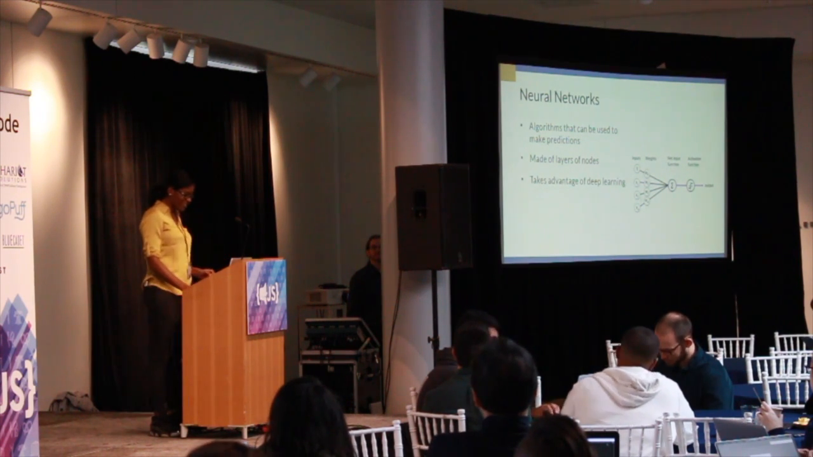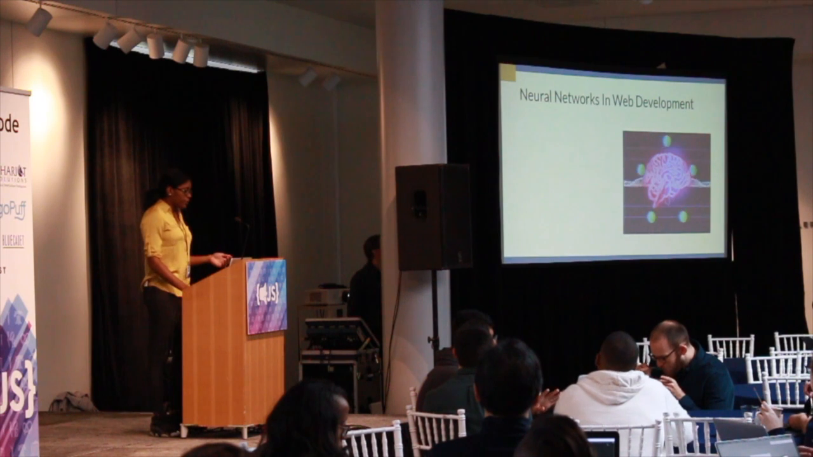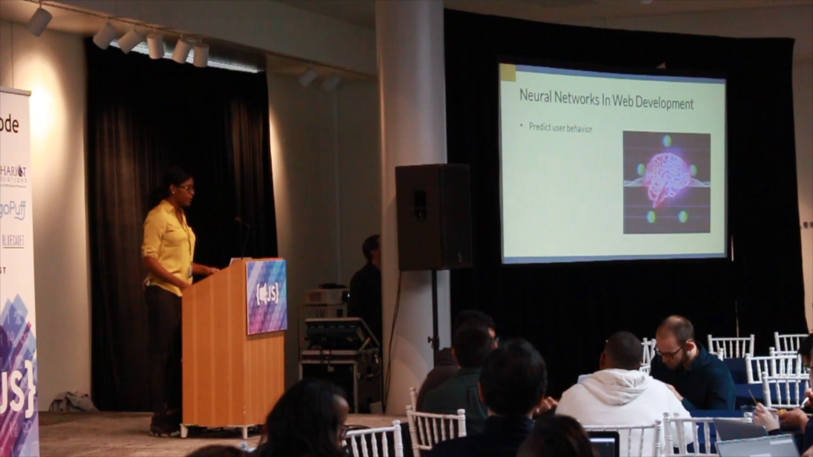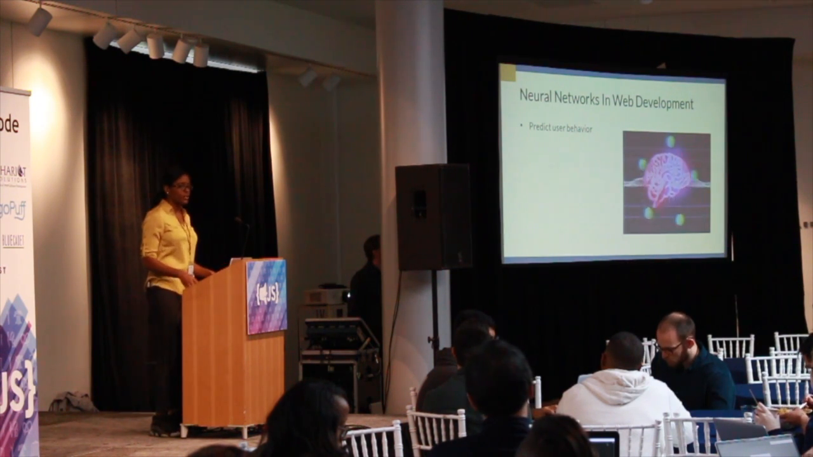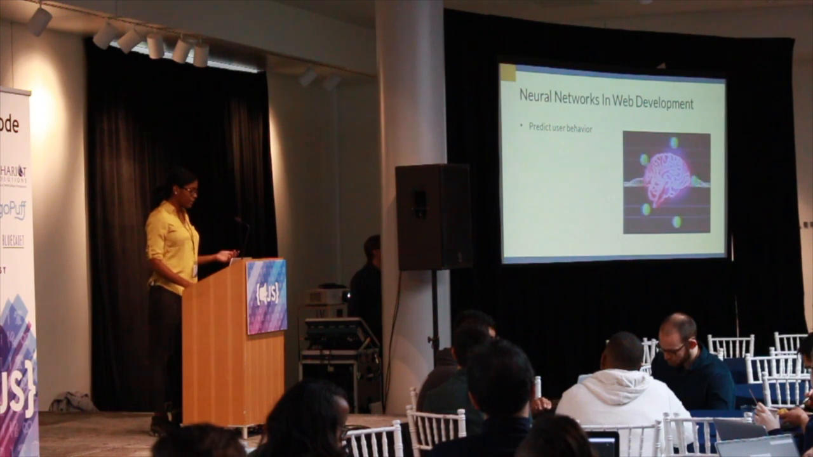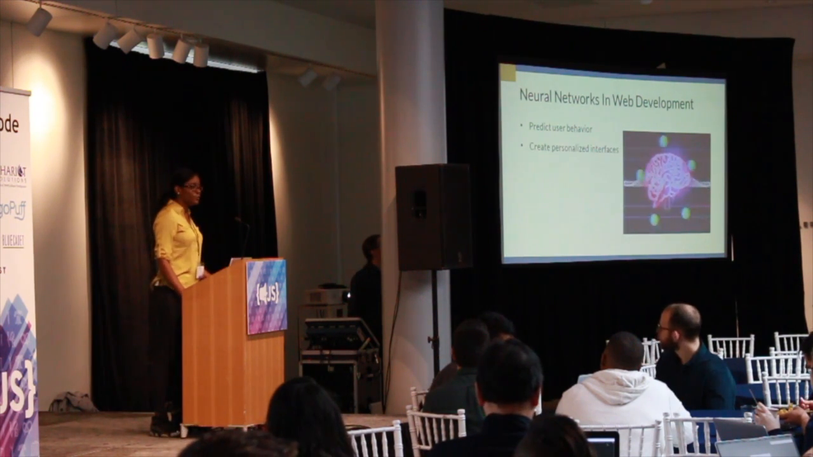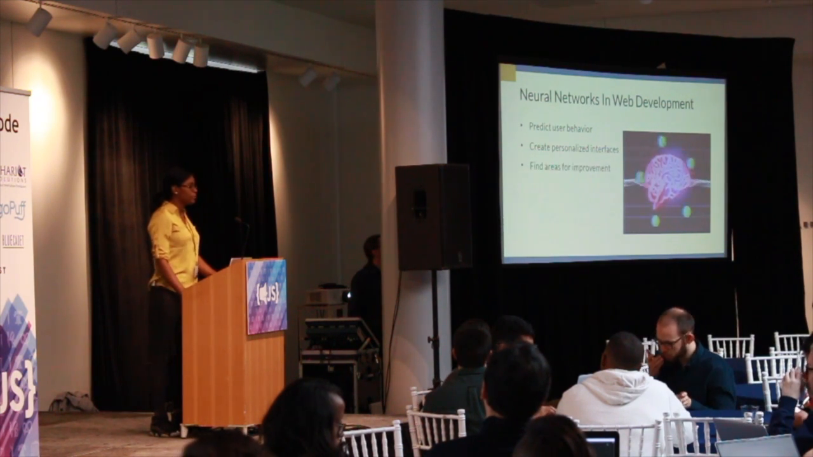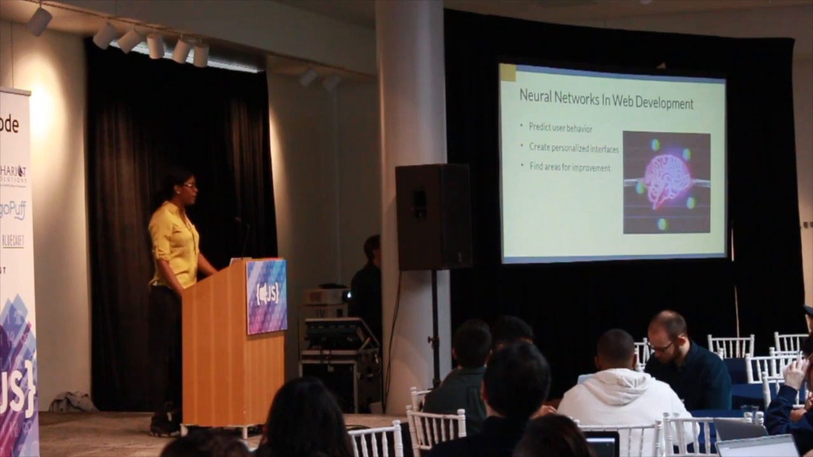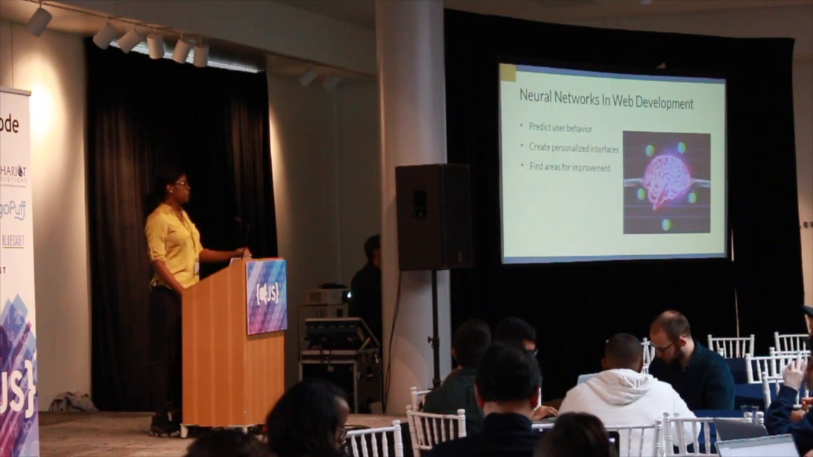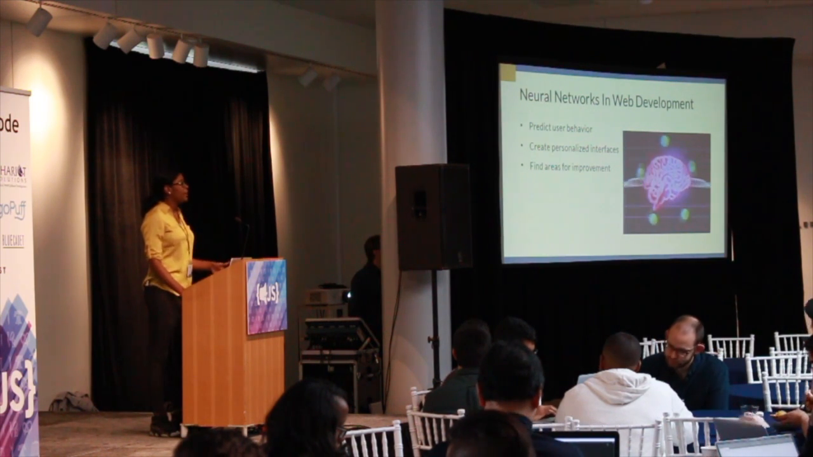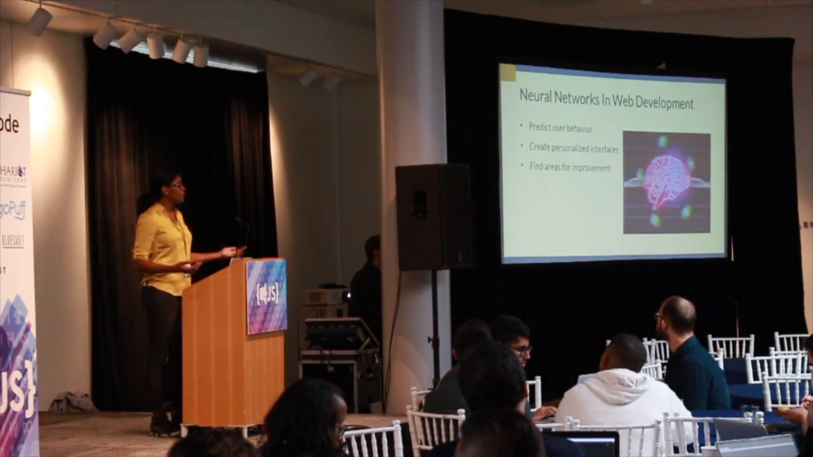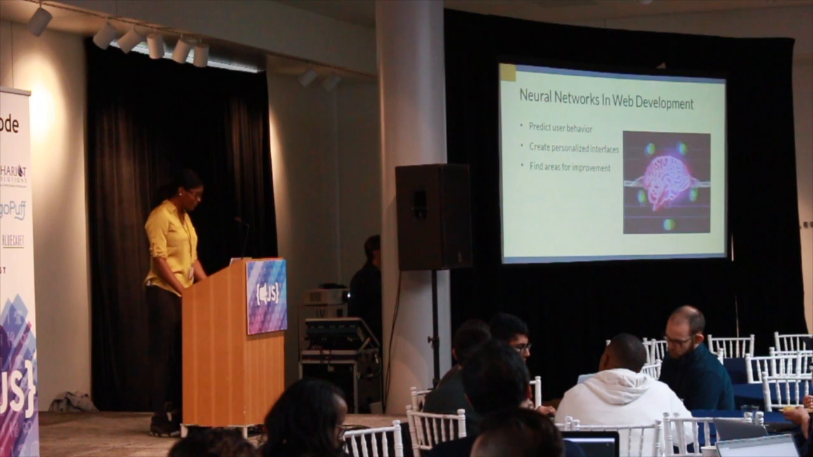Ooh. So scary. So in web development, there's, of course, a lot of different things you can do with machine learning and neural networks. Like, you can predict user behavior based on their patterns of how they move around your website. You can make these personalized interfaces, which we'll get into today. And you can always find areas for improvement. So say you have a lot of data around how users move through a shopping cart. You can figure out how to optimize that process and get more users through it based on the data that you already have. You just have to train a model.